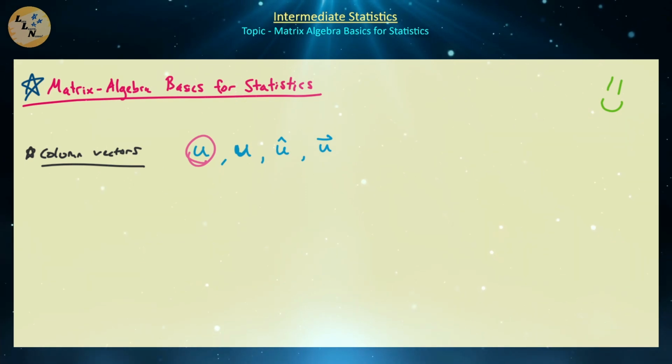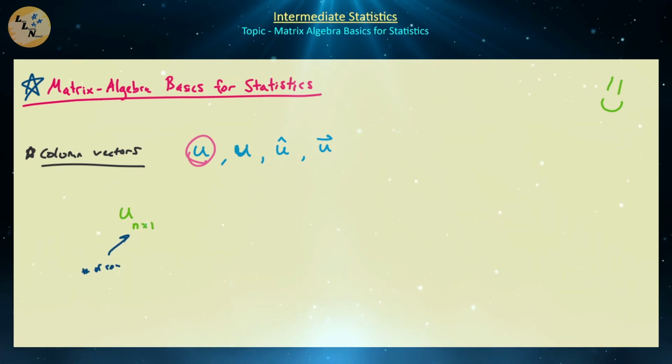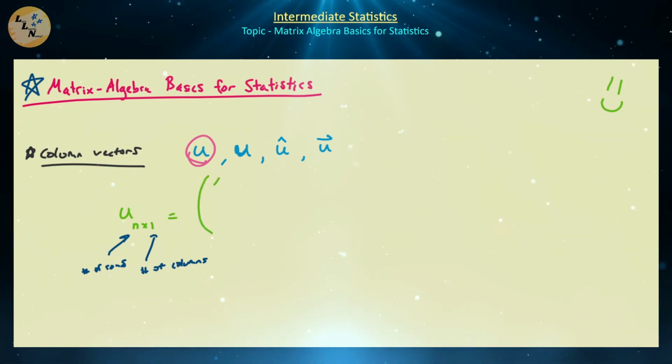A column vector is usually going to have, say, n rows, and it's only going to have one column. So n is the number of rows, and 1 is the number of columns. If that is the case, then we're going to have, for example, numbers x1, x2, down to xn. So n rows, one column, and that's what we refer to as a column vector.